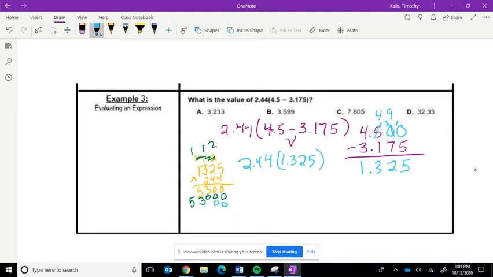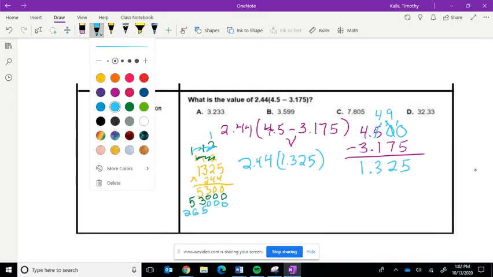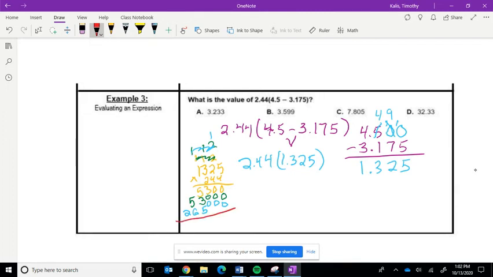Two zeros. I'm going to cross that out. 2 times 5 is 10. 2 times 2 is 4, plus 1 is 5. 2 times 3 is 6. 2 times 1 is 2. Now I'm going to add. And I have 0, 0, 3. I have 13, 11, 12, carry the 1.